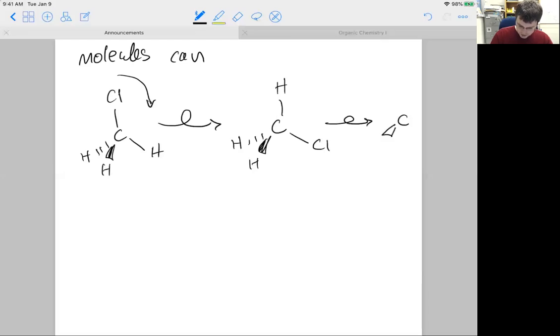I can make the chlorine now a wedge. There's still one hydrogen that's a dash, hydrogens here and there. You could even tip it sideways a little bit. If I tip it sideways, let's make this interesting. Just tilt it sideways. I can get to here.